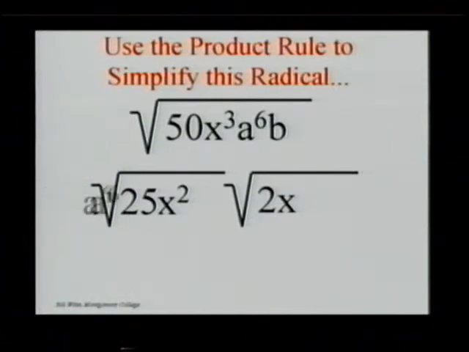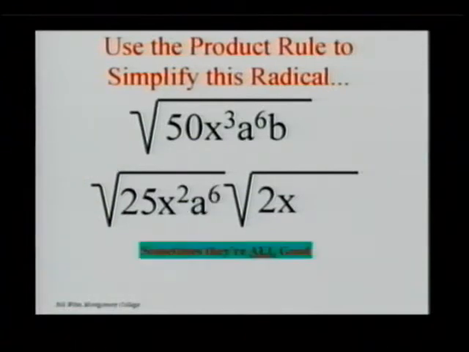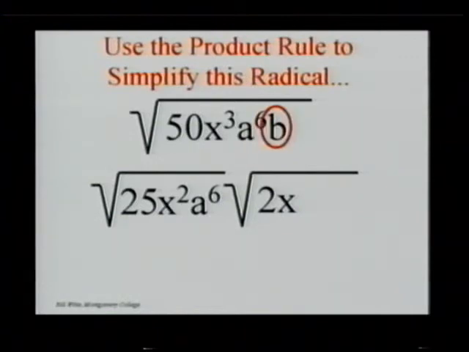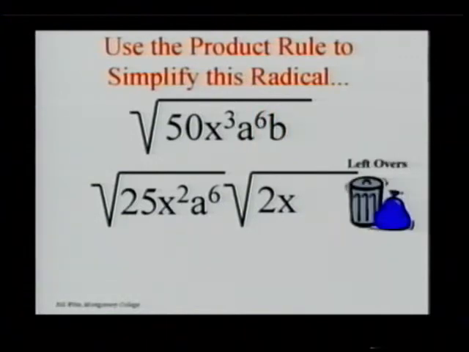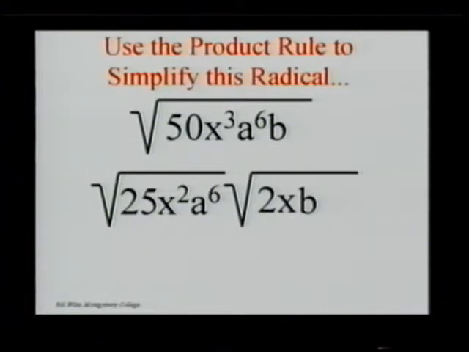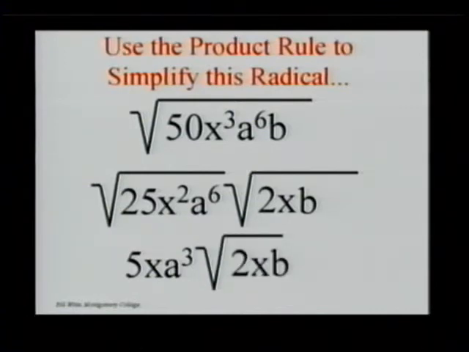Sometimes they're all good, and sometimes they're all bad. For instance, the b just goes over in the garbage pail. Okay, now we don't throw it out actually, but we can't do anything with it. Now, the perfect square roots, we can take that square root. The square root of 25, x to the 2nd, a to the 6th is 5x, a to the 3rd. And then I just bring the rest down because there's nothing I can do with it. And that's about as hard as you're going to get.